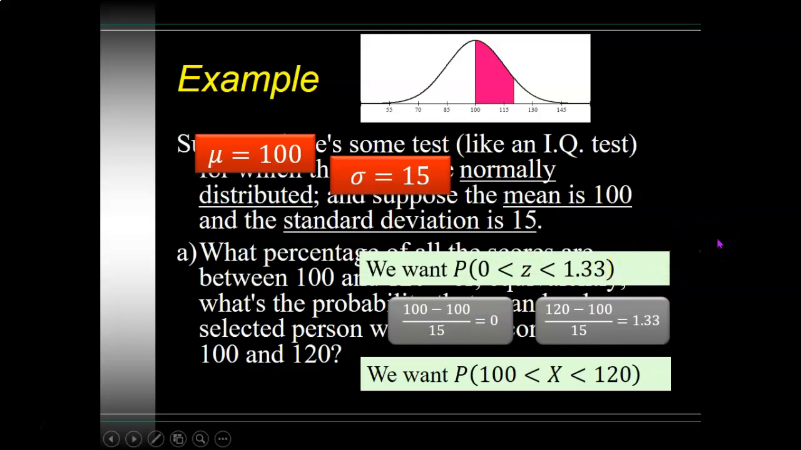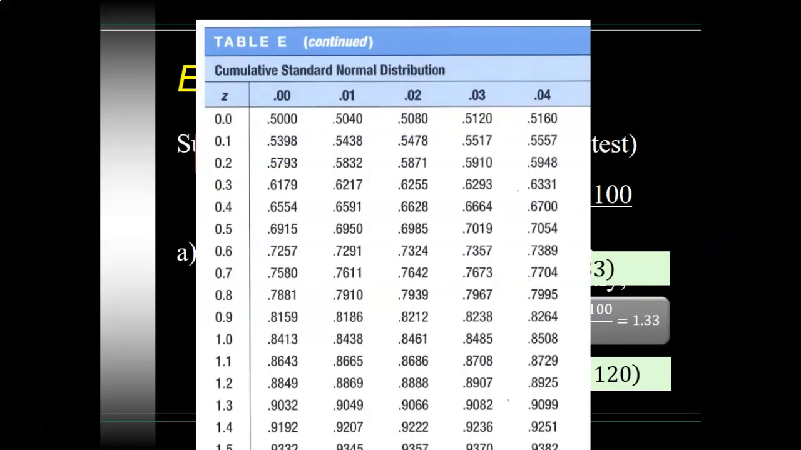So if you're doing this with the table, you would go to table E, and you would look up both of those z-scores. I would start with the bigger one because it comes first in the subtraction. So when you look up where z is 1.33, the table gives you 0.9082. And when you look up where z is 0, 0.00, the table gives you 0.5000. And now to get our final answer, we need to subtract those.